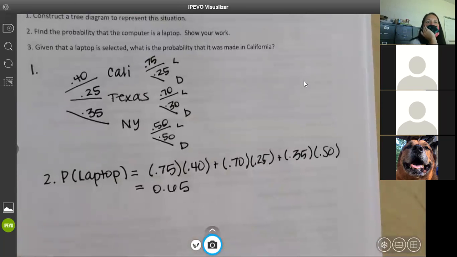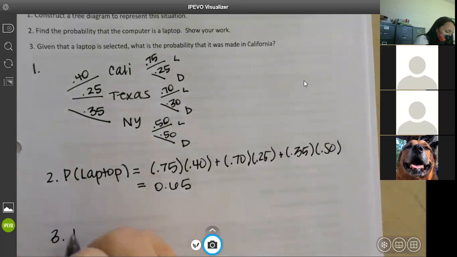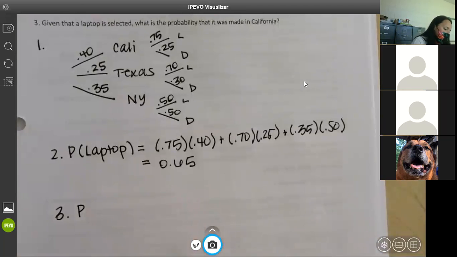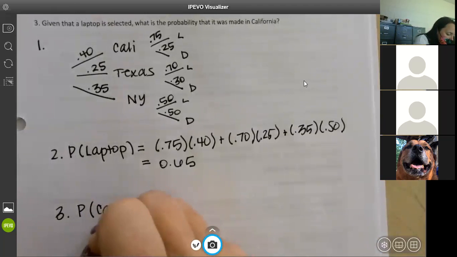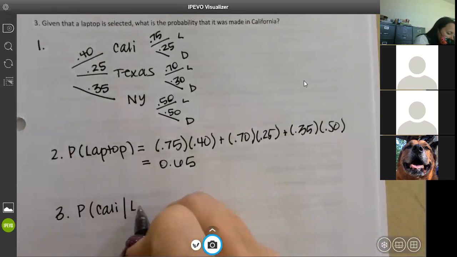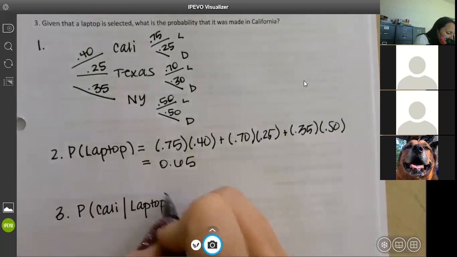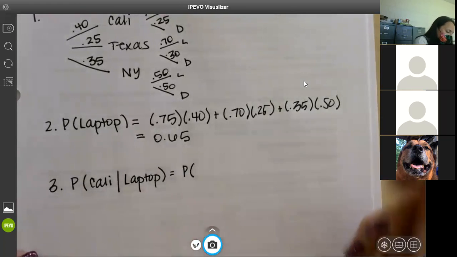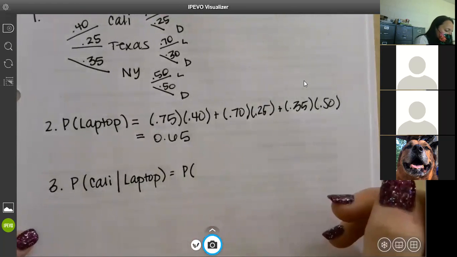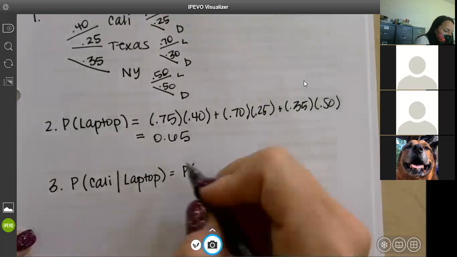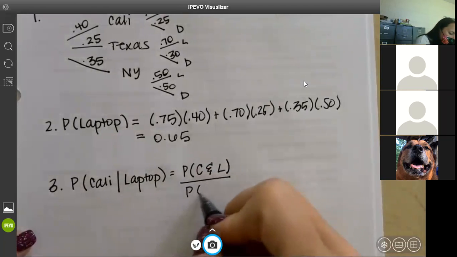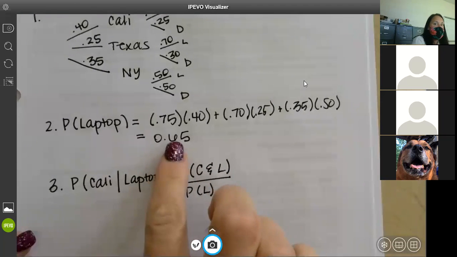Given that the laptop is selected, what is the probability that it was made in California? So what's our probability? You do need to know how to write these out. So you have to write them. Okay, so what's my formula? On the top, what am I going to have? On the bottom? And we already did that percentage just right here.